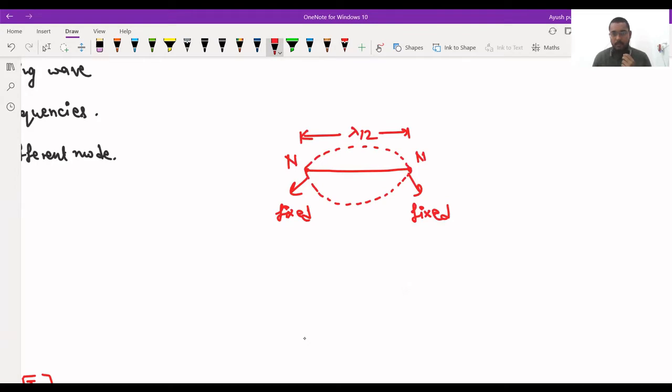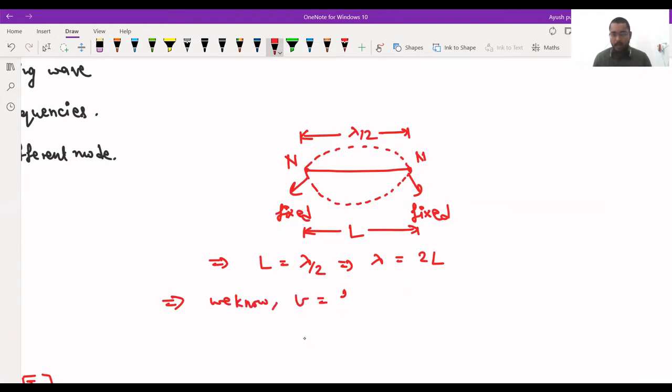Now I am saying that the length of this string on which the string wave is formed is capital L. So we can clearly write L is equal to lambda by 2, right? From this we can also write lambda is equal to 2L. Now we know v is equal to f into lambda, where v is the velocity of the wave, f is the frequency of the wave, and lambda is the wavelength. So from this we can write f is equal to v upon lambda.